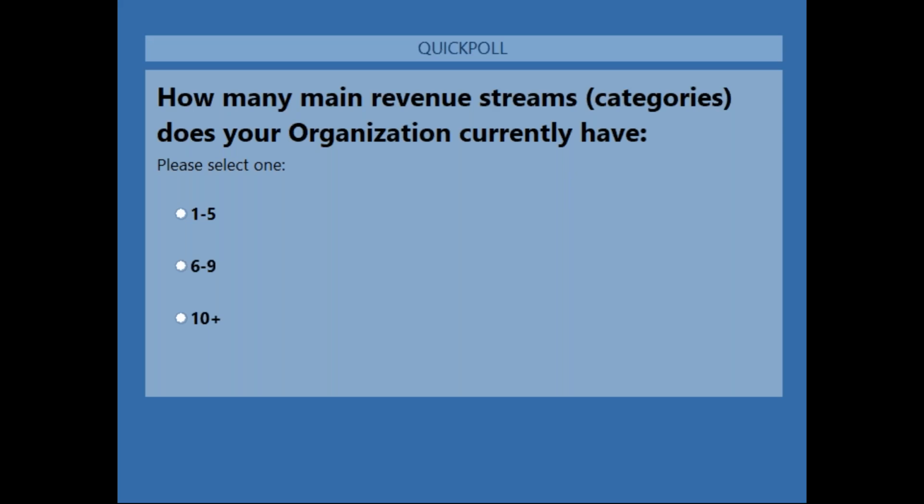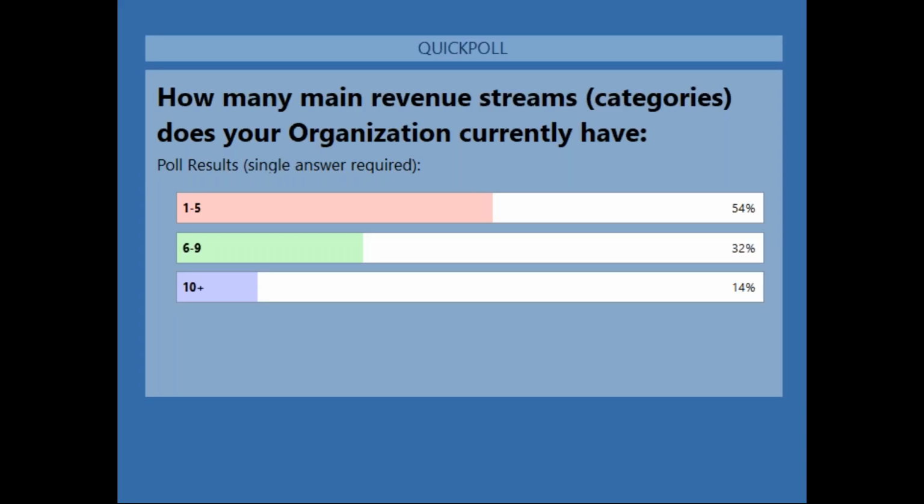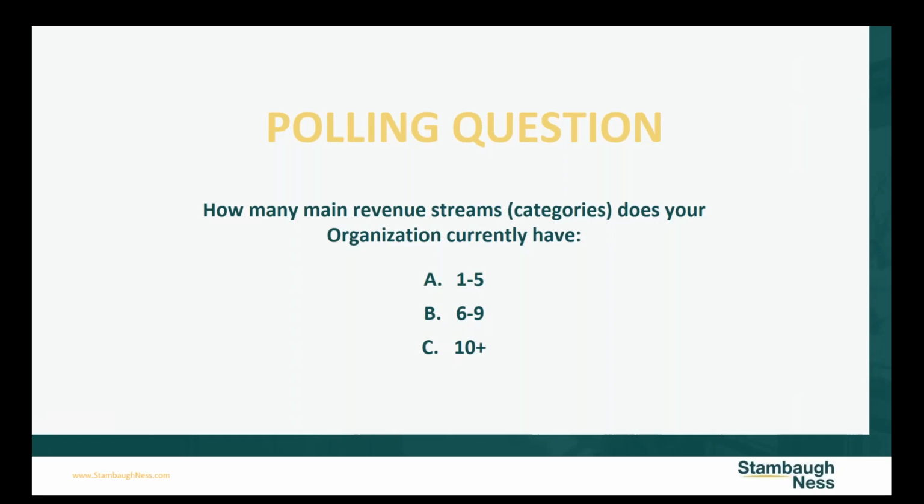Alrighty, I'm going to go and close this one as well and share the results with everybody. So we have 54% say they have 1 to 5 revenue streams, 32% have 6 to 9, and 14% have 10 plus. Okay, great. Thanks, Kaylee.